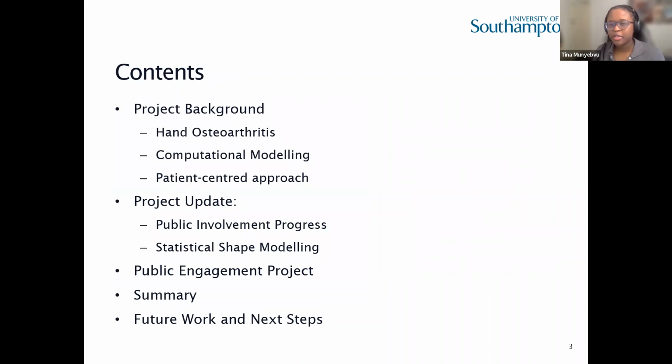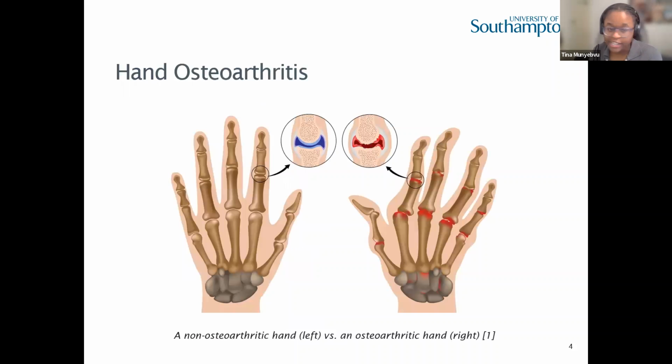So I just thought I'd give a quick summary of what this presentation will be about. I'll give a project background as a quick refresher or introduction to those who are joining us today. And then I'll give an update on the PPI and modeling outcomes before ending with a little description of a secondary public engagement project that I've been fortunate to work with as a result of the early PPI work we did last year.